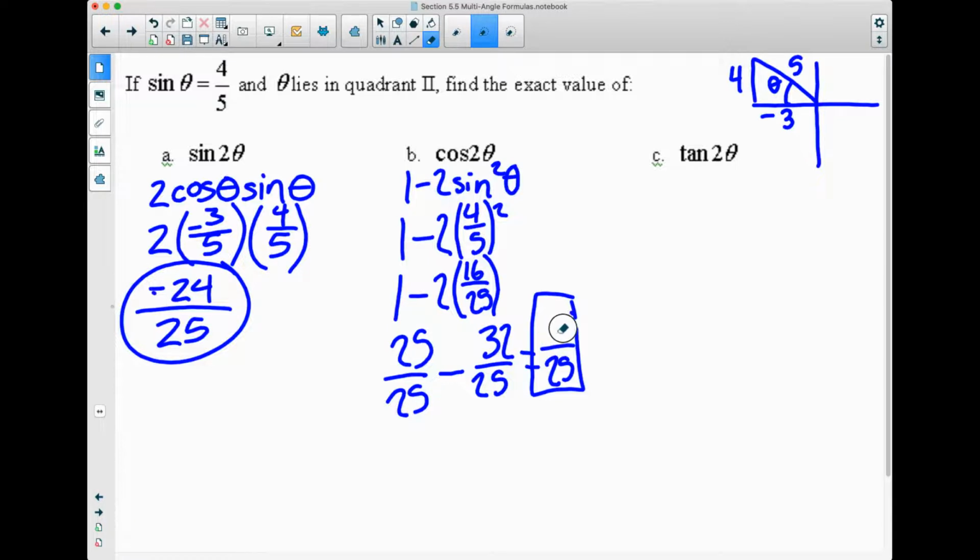So 25 minus 32. How do you typically determine which one you use for the formula? There's three you can choose from for cosine. So I picked a different one. Here is the beauty of all that: you can use any of the three.